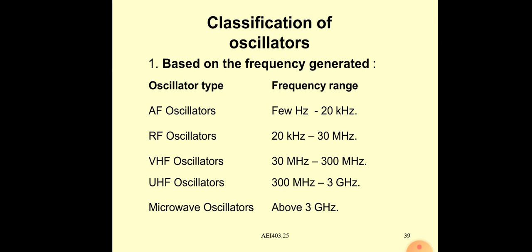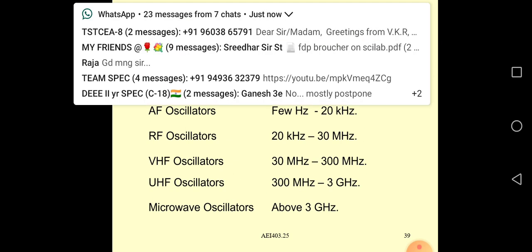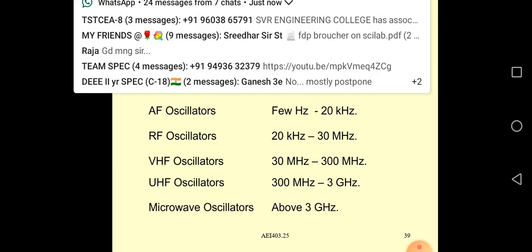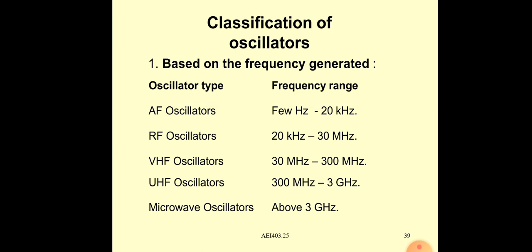Classification of oscillators. Based on the frequency generated, we can divide oscillator circuits. For audio frequency oscillators, the range is 20 hertz to 20 kilohertz, and that is generated by oscillator circuits, which we can say are LC oscillators and RC oscillators.